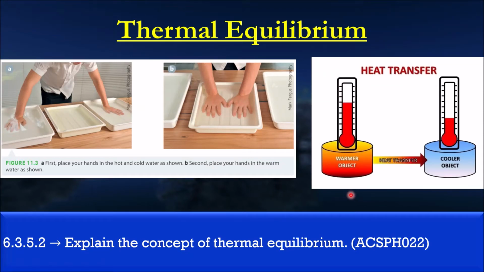Today we're going to be covering Module 3, Waves and Thermodynamics, Inquiry Question 5, Thermodynamics, and we're going to explain the concept of thermal equilibrium. So let's go.